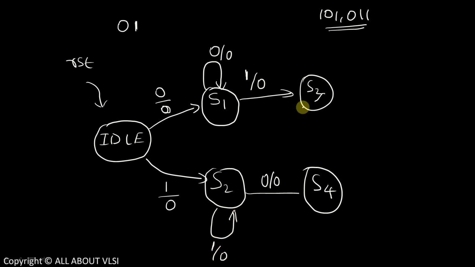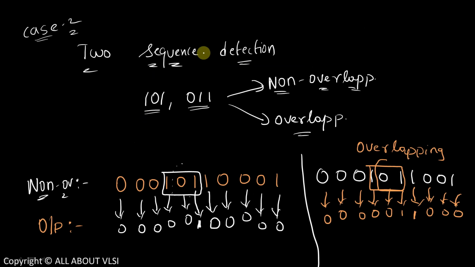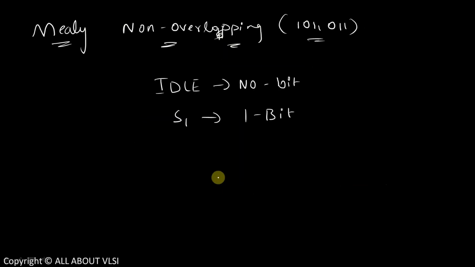Now if you are in the S3 state and you already have the input 0 1, and you get one more 1, you are simply going to the idle state by making the output 1. Why? Sir, we could reuse this one for building 101, so why are we going to the idle state? Because we are discussing non-overlapping. If we get the sequence 0 1 1, we will not reuse that particular bit again.